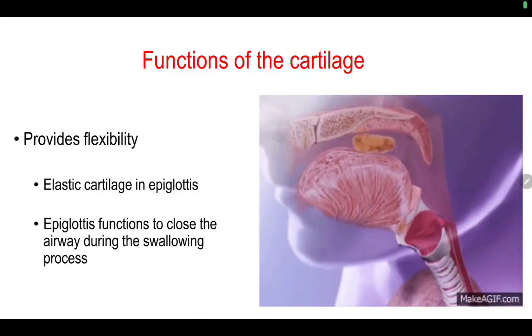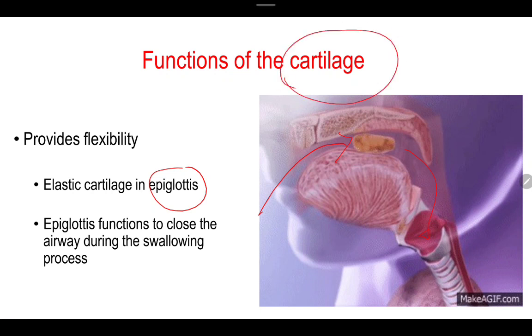Another function of your cartilage is to provide flexibility. So the main organ that is exhibiting this function is the epiglottis. Every time we swallow food, so that the food won't go inside our windpipe, the epiglottis will close the airway during the swallowing process. The ability of the epiglottis to close and open is because the cartilage present there is flexible.